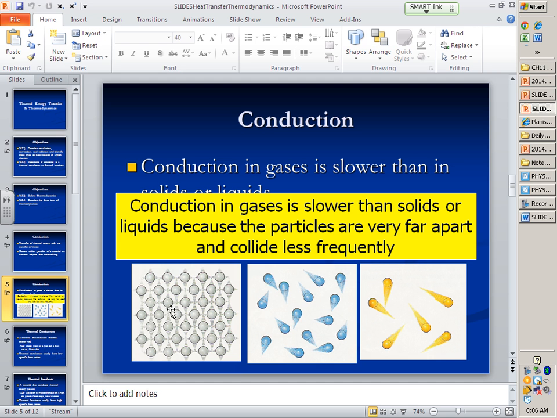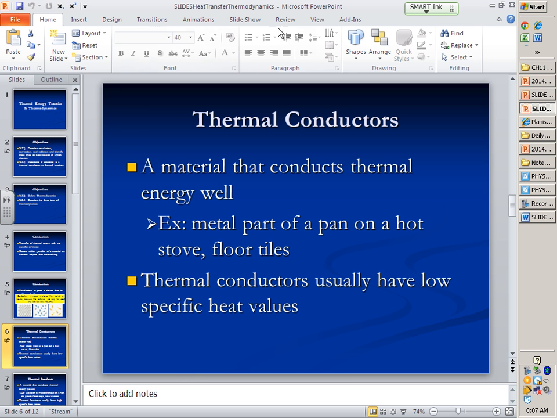But in certain materials, because of the way that the particles are put together and some of the attractions between them, they don't vibrate a whole lot. And if they don't vibrate a whole lot, they don't conduct very well. So just because conduction happens fastest in a solid doesn't necessarily mean that it happens well in all solids. And that gives us the difference between a thermal conductor and a thermal insulator. So a thermal conductor is a material that conducts thermal energy well.